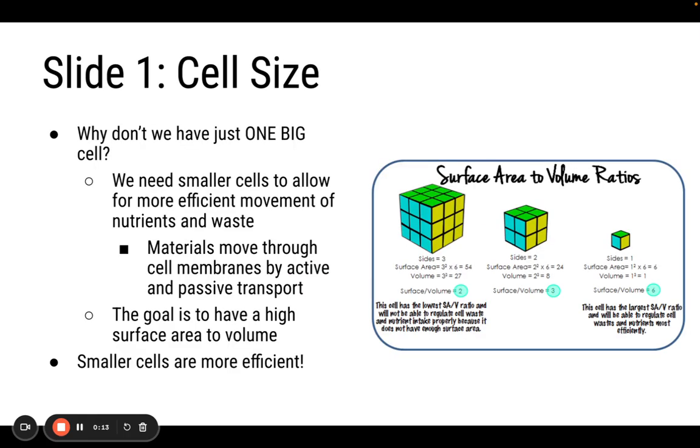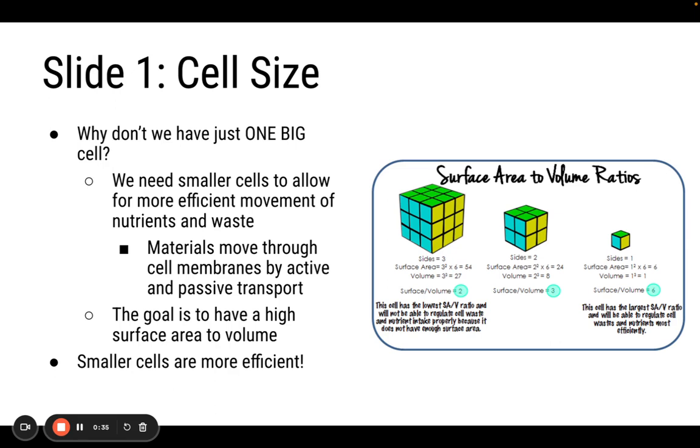So let's first talk about cells. Why aren't we made up of just one giant cell that carries out all of the important life processes to keep us alive? Well, we need smaller cells, and many of them, to allow for more efficient movement of nutrients and waste across our cell membrane. So remember, from cell transport, materials enter and leave the cell through the cell membrane.